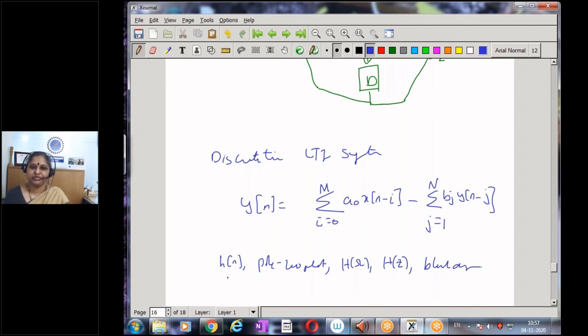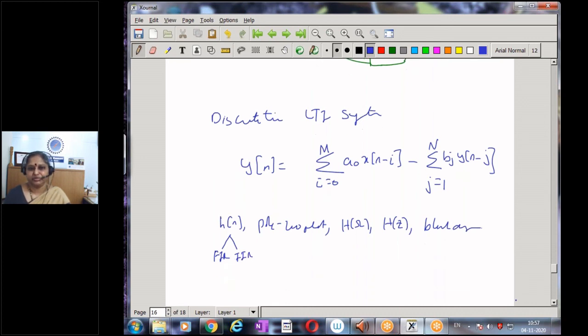And from the impulse response, we can classify the system as FIR or IIR. We can also classify the system as stable or unstable by looking at the impulse response, whether it is absolutely summable. From the pole zero plot also, we can classify the system as stable or unstable by looking at the location of the poles. If the poles lie within the unit circle, the system is stable, else it is unstable.